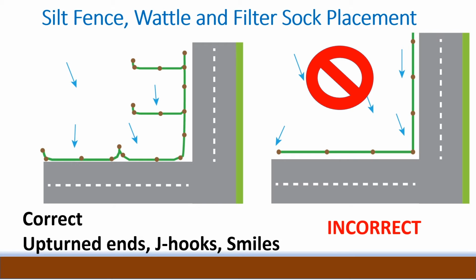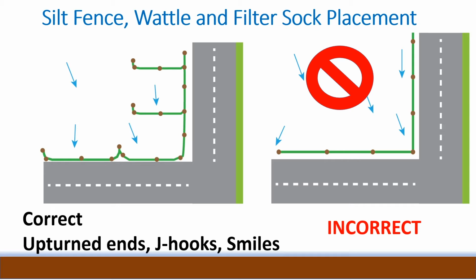The correct way to install silt fence, wattles, and filter socks is shown on the left. They should be staked in place and placed on the contour with ends upturned so that water will not cut around them. Instead of one long run of silt fence that will get blown out or overwhelmed at a weak point, it is recommended that they be broken up into smaller lengths with ends upturned like smile faces.